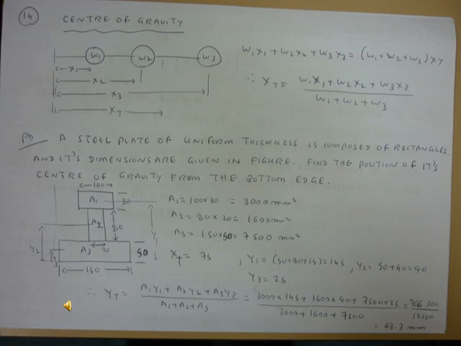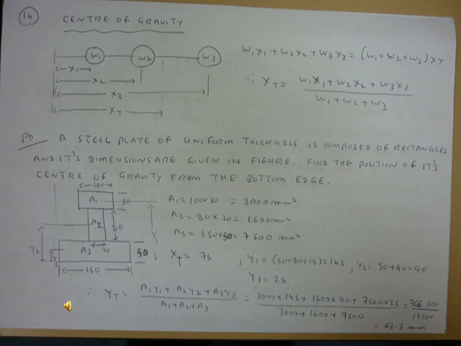And Y2 you can calculate as half of A2's height. Half of the A2 height is 80 divided by 2, so 40 plus 50, you get 90. And Y3 is half of A3's height. Half the A3 height is 50 divided by 2, you get 25. So Y1 is 145, Y2 is 90, and Y3 is 25.